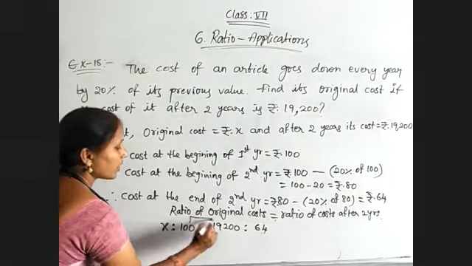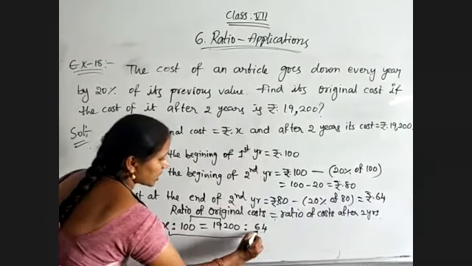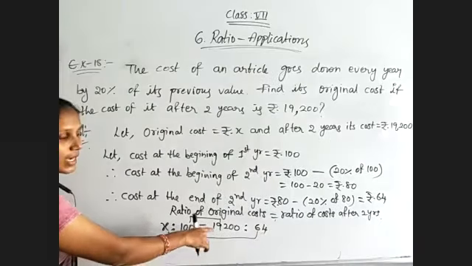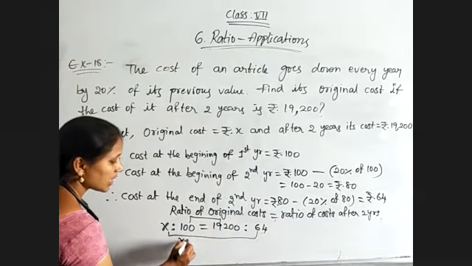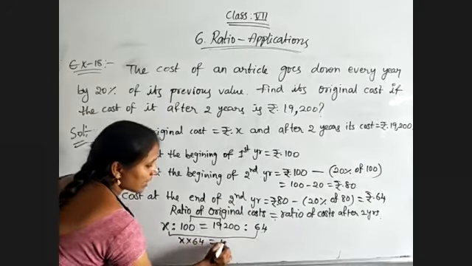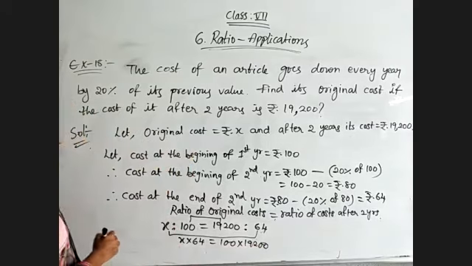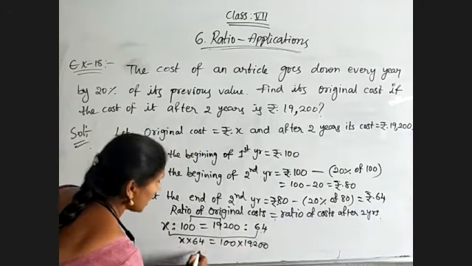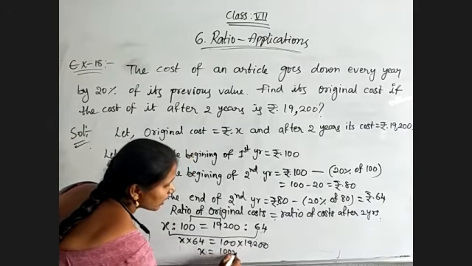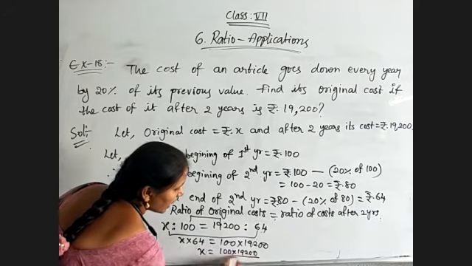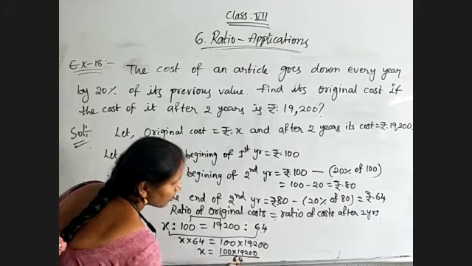Now, by using proportion, you need to find the X value. X into 64 is equal to 100 into 19,200. So doing the simplification, X will be equal to 100 into 19,200 by 64. So do the calculations.